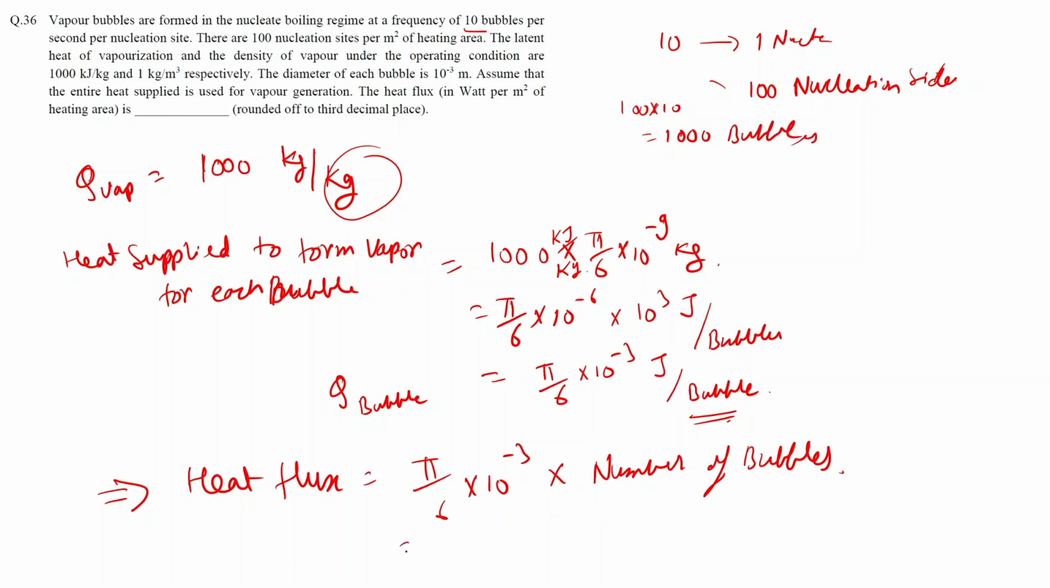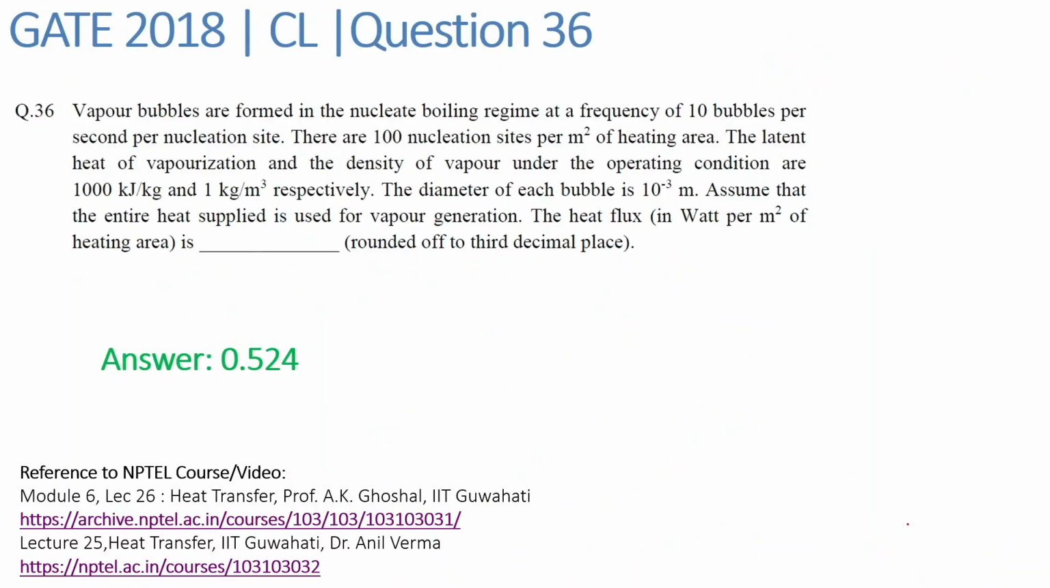Yes, we can multiply this by over here, that will become pi by 6 into 10 raised to minus 3 into total number of bubbles, that is 1000. So ultimately the heat flux will become pi by 6. So this will come around 0.5235 watt per meter square. So the final answer is the heat flux will be 0.5235 watt per meter square. So that we can round off till third decimal places as 0.524. So the final answer, that is the heat flux, is 0.524.